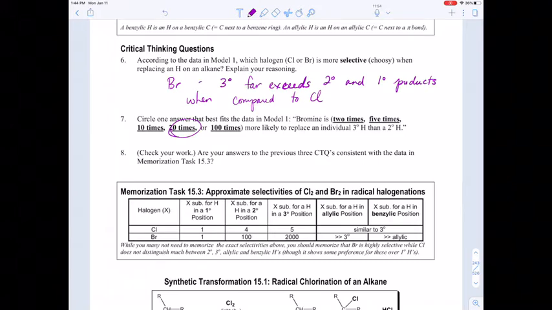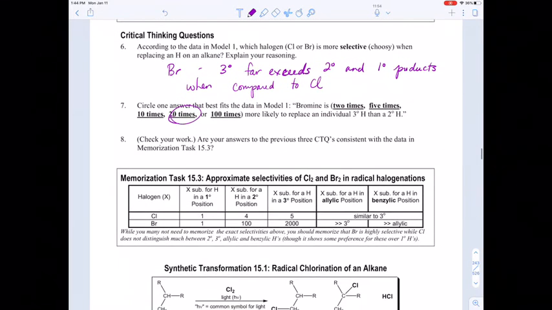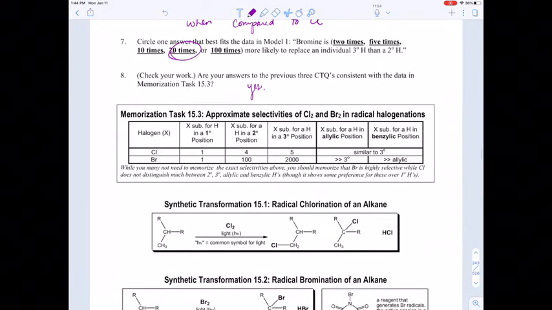Okay, are your answers to the previous 3 critical thinking questions consistent with the data in memorization task 15.3? And let's take a look. And we should say yes. Okay, so allylic, just a refresher. Allylic would be this carbon. Benzylic would be if we have a benzene ring with a carbon chain coming off of it, the benzylic carbon would be that one.